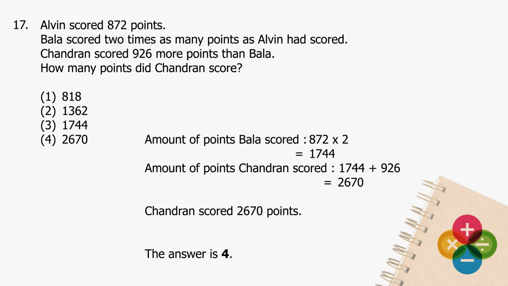The amount of points Bala scored will be multiply 872 by 2, and the product is 1744. The amount of points Chandran scored will be add 1744 to 926, and the sum is 2670. Chandran scored 2670 points. The answer is 4.